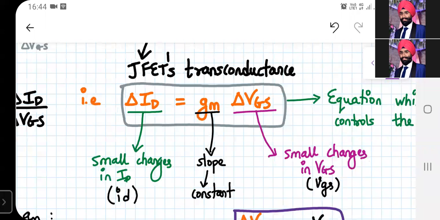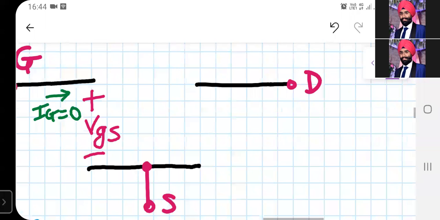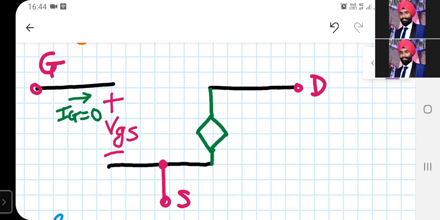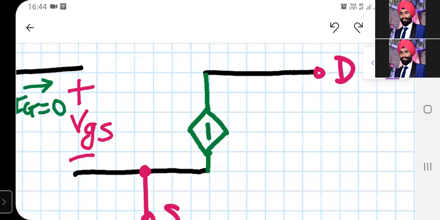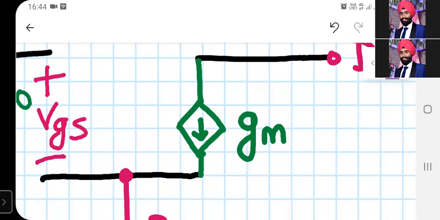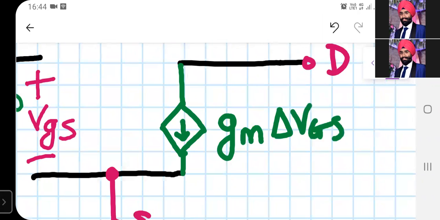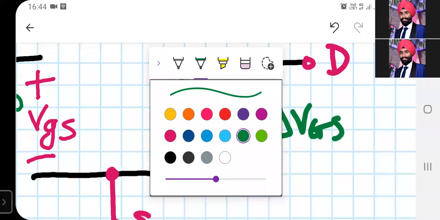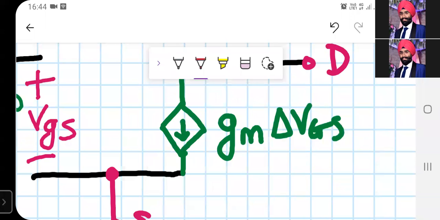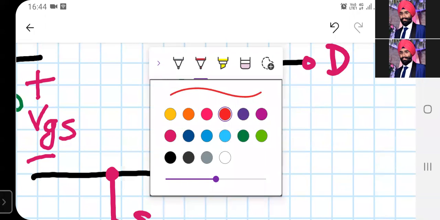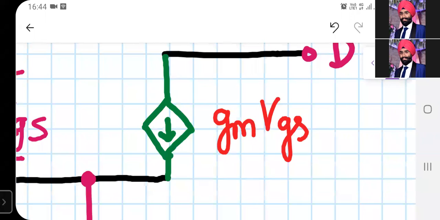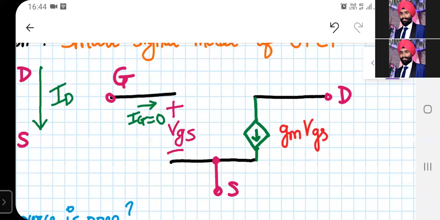Okay, so between drain and source, we have a voltage dependent current source, whose value is GM into delta VGS. Now instead of writing delta VGS, we will use a small signal quantity, right? So from now on, we will write this quantity as GM into small VGS. So this small VGS represents the changes. It represents the delta VGS only. So what does this GM into VGS represent? It represents the change in ID.